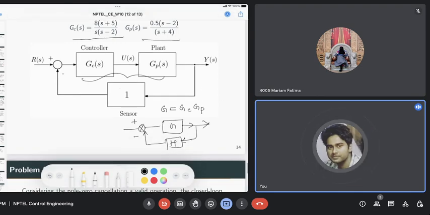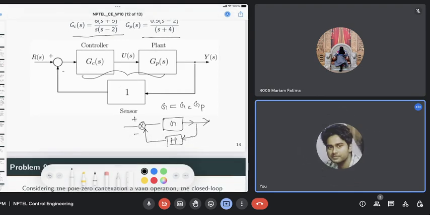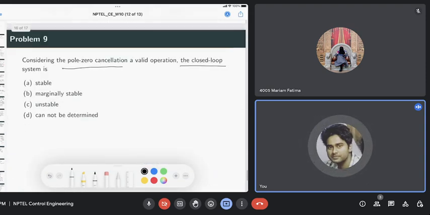So the overall transfer function will be G by 1 plus GH, right? So this is the overall transfer function, where G is equal to this. So we can easily find the transfer function of the closed loop system. First we will find this G value. G equals GC into GP.